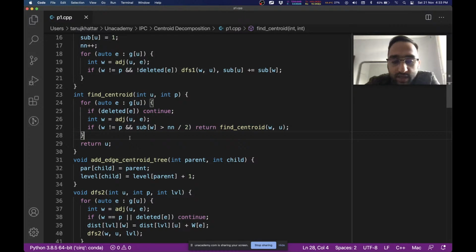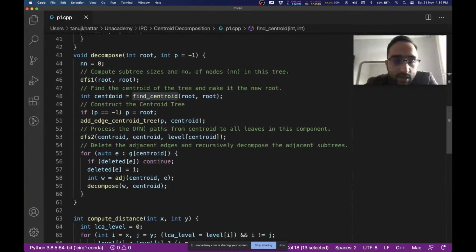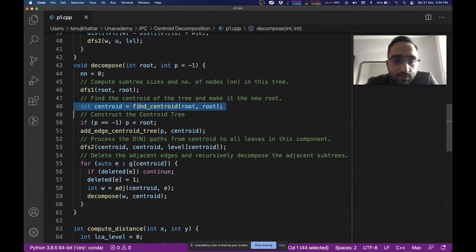Okay, and this is working as expected, because only one child can have a subtree size more than n by 2. And if no child has a subtree size of more than n by 2, it means all children have subtree sizes less than or equal to n by 2. It means that node u is a centroid itself. So just return the node u. So this is a very simple DFS function, also works in order n, to find the centroid of the tree.